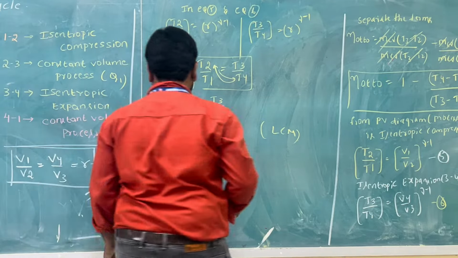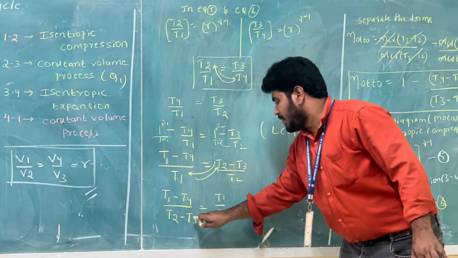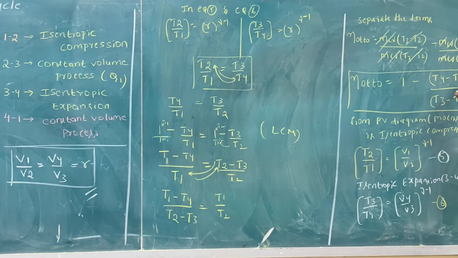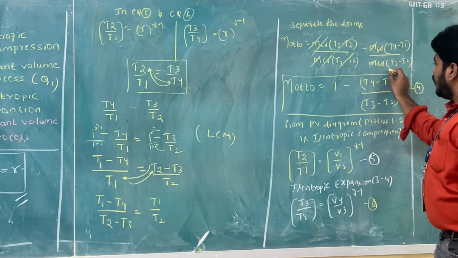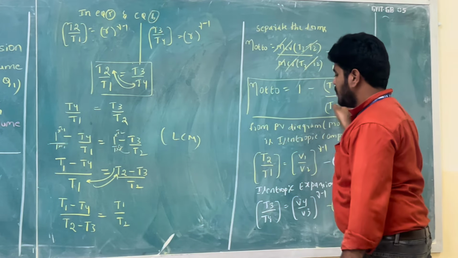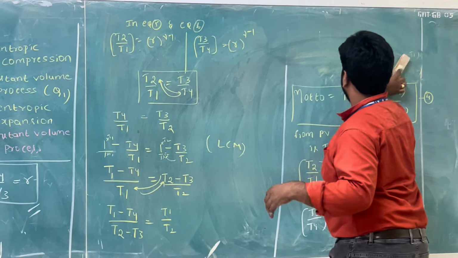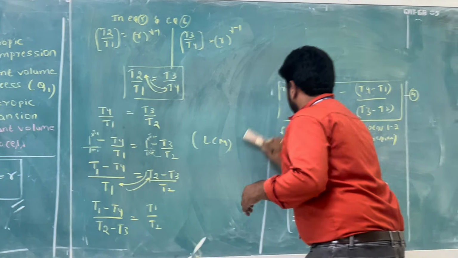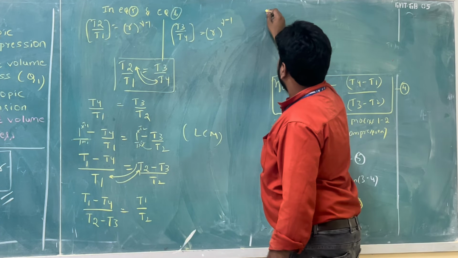Now see here, we will make a slight change. In this equation we have T1 minus T4 and T2 minus T3, but in this equation we have T4 minus T1 divided by T3 minus T2. So what I will do here is bring this into this form, so I take minus common here.